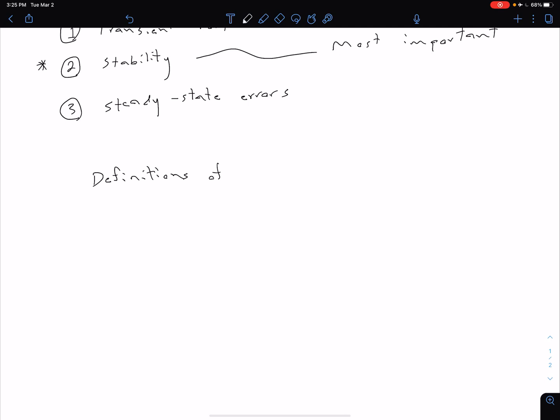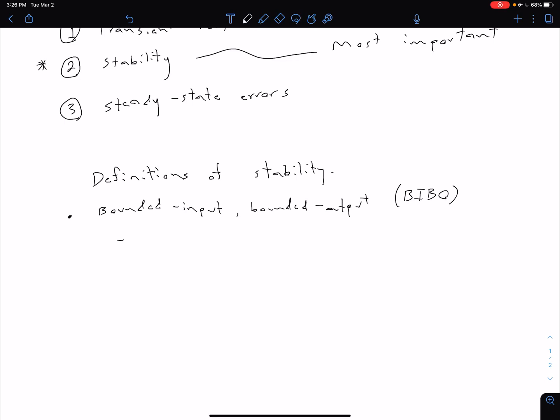So, definitions of stability. There are a couple different ways that we can define stability. One way is something called bounded input, bounded output. Sometimes we'll just abbreviate this BIBO. Basically, if we have some system that has a bounded output for every bounded input, we say the system is stable. So our system would be stable if every single bounded input results in a bounded output.